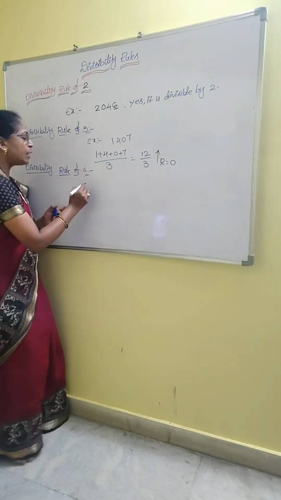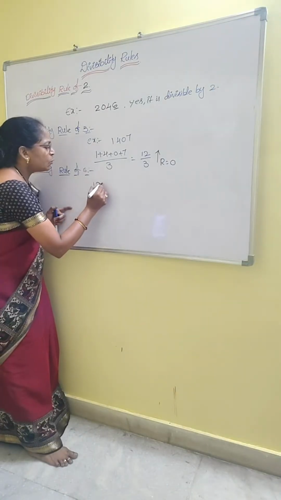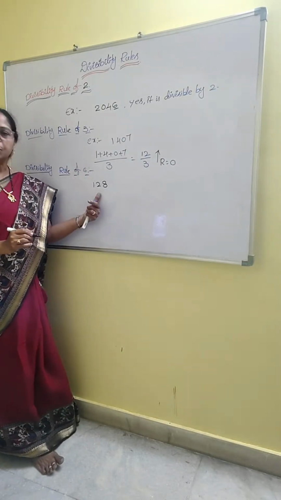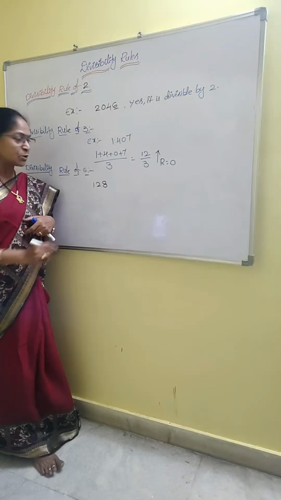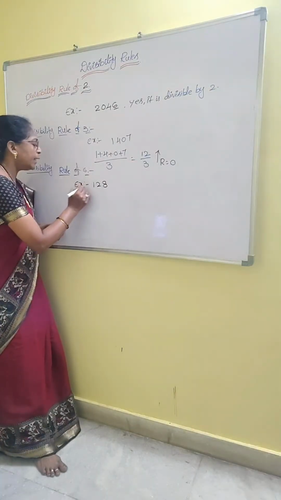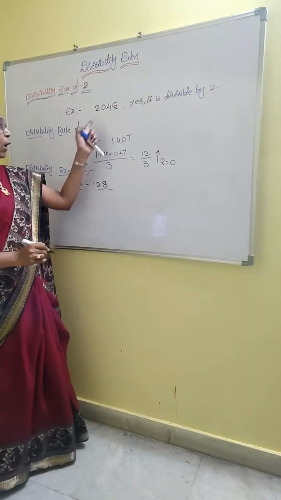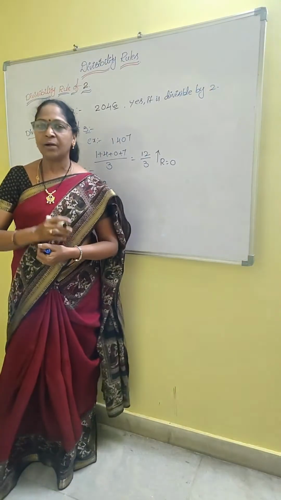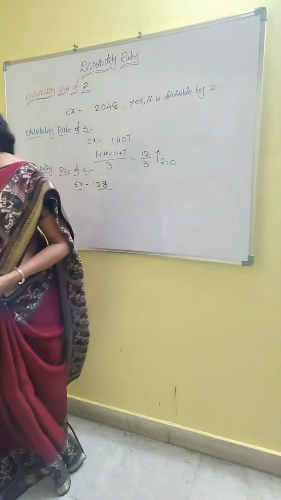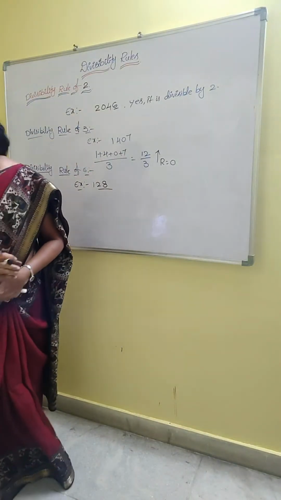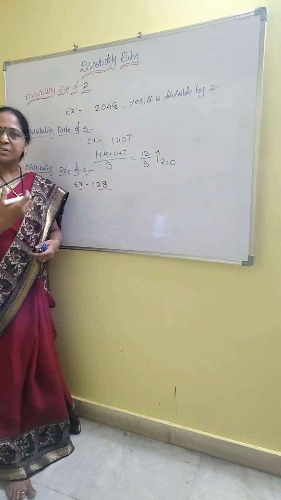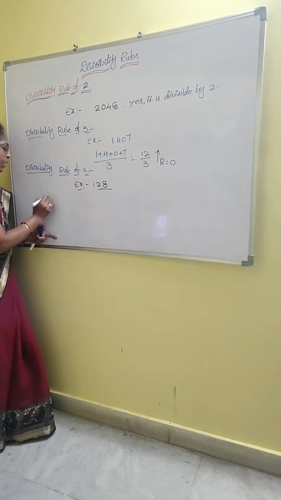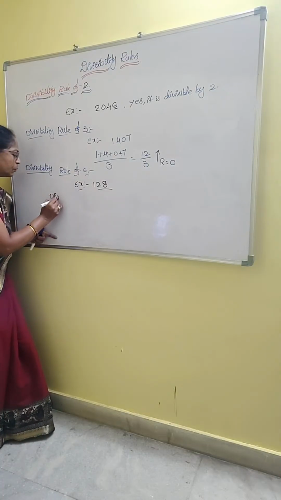First, whatever the given number, for example 128 is a given number. Is this number divisible by 6 or not? That is the question. Then how can you check it? Directly you cannot check it here. You have to apply the divisibility rule of 2 as well as the divisibility rule of 3. First one is the divisibility rule of 2.